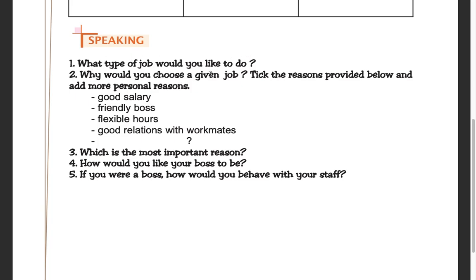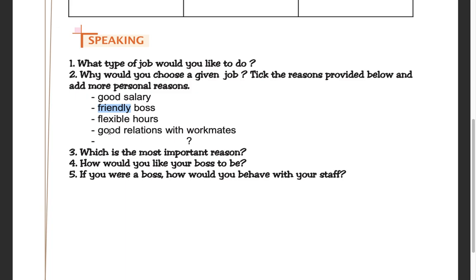Why would you choose a given job? Take the reasons provided below and add more personal reasons. A good salary is very important, of course. A friendly boss, that is extremely important too. If you do not have a friendly boss, we've seen the result with these workers whose working life is not encouraging at all. Flexible hours and good relations with workmates. What can we add here? Maybe prospects, as we've seen.